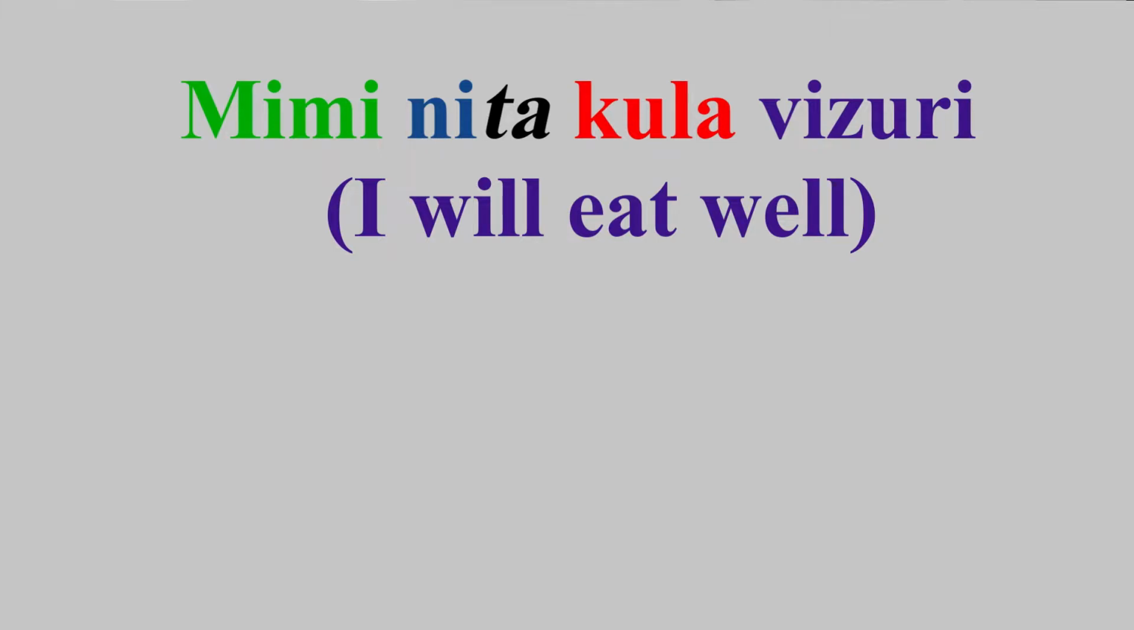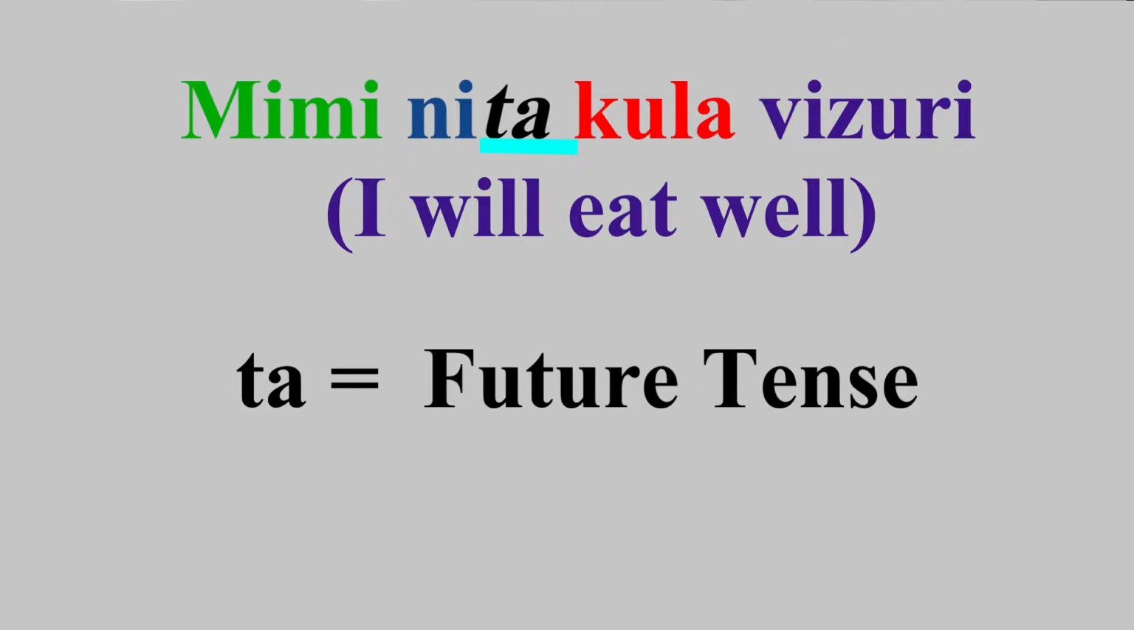Mimi nitakula vizuri. The only thing which has changed is ta, which represents future tense. You get? So we say, mimi nitakula vizuri. I will eat well. In future, ta, future. In future, we use ta. All right? That's great. So that part is done.